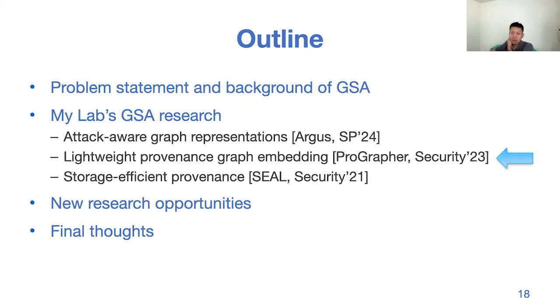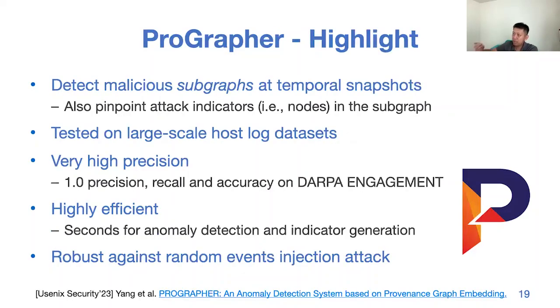The next thing I want to talk about is another system we built to do anomaly detection, a paper published in last year's USENIX Security. We change our goal a little bit. Instead of detecting malicious edges, we try to detect malicious subgraphs, and then we try to identify the indicators of attacks on the subgraph.